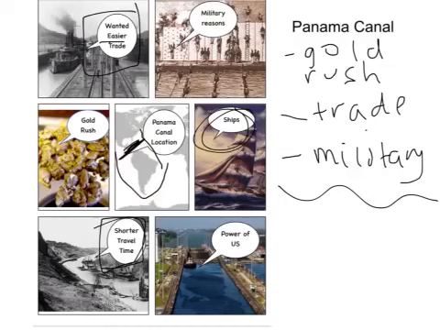And so the power of the U.S. also increased because they controlled the Panama Canal. So power of the U.S. is a very important effect because the United States controlled the Panama Canal.